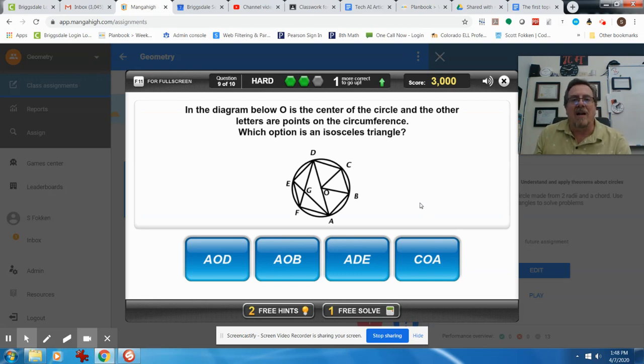Which option is isosceles? Well, the one that's isosceles is going to be either BOC or DOC. Oh, COA would be what? Which option is an isosceles triangle? Well, let's look at these. AOD is not even a triangle, so it's not that. AOB, that's an isosceles triangle. Let's go with that.